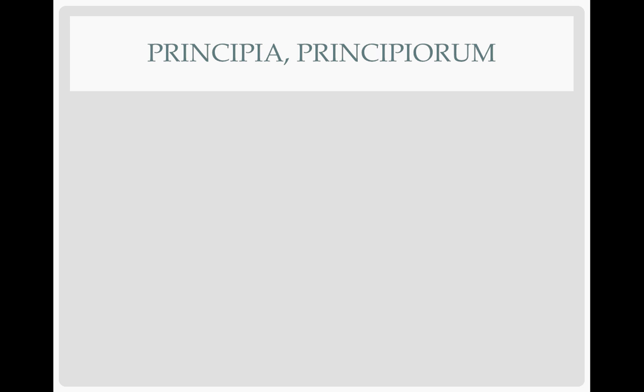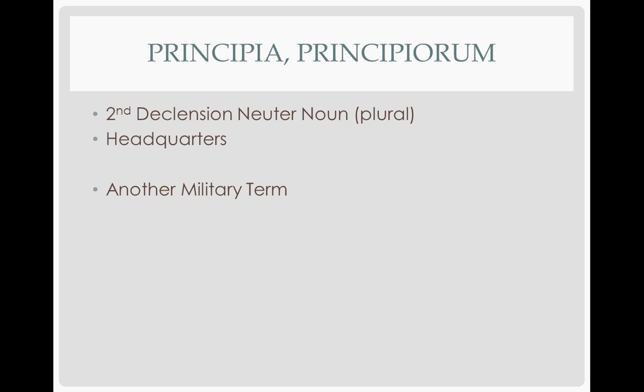Principia, principiorum. It's a third declension neuter noun. Notice it's plural. This is the plural a, so this is not a feminine word. It means headquarters. It's another military term. It's a headquarters for the legatus.